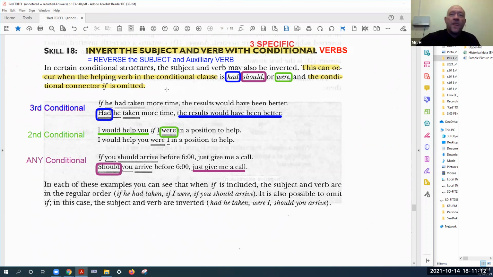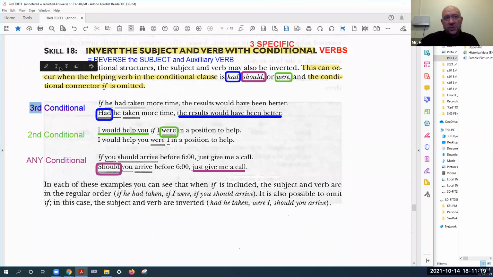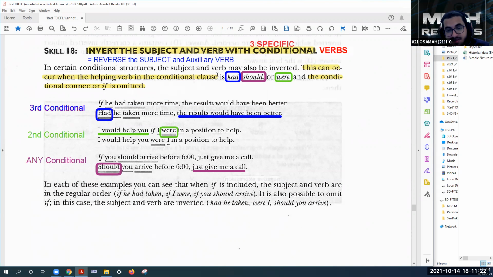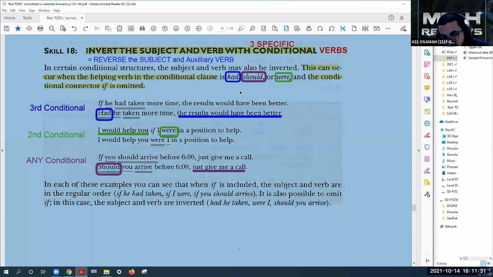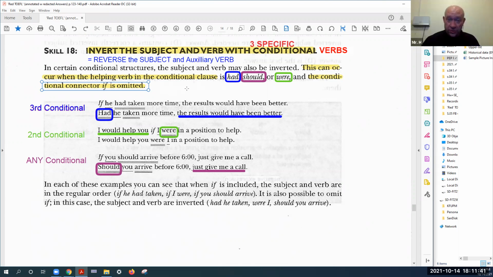Osama, go ahead and read this. What does it say? Let's start over here. In certain conditional structures, the subject and verb may also be inverted. This can occur when the helping verb in the conditional clause is had, should, or were, and the conditional connector if is omitted, removed. Omitted means it's removed. So we remove the connector, okay?